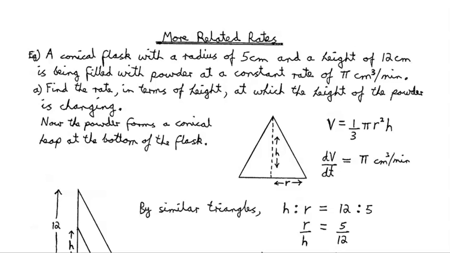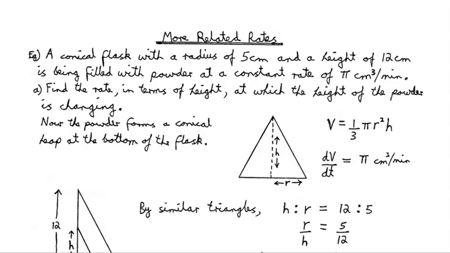So let's say we have a conical flask with a radius of 5 centimeters and a height of 12 centimeters, and it's being filled with powder at a constant rate of pi centimeters cubed per minute. Okay, and the first thing we want to find is the rate at which the height of the powder is changing.